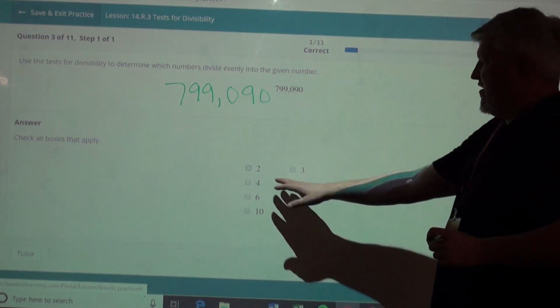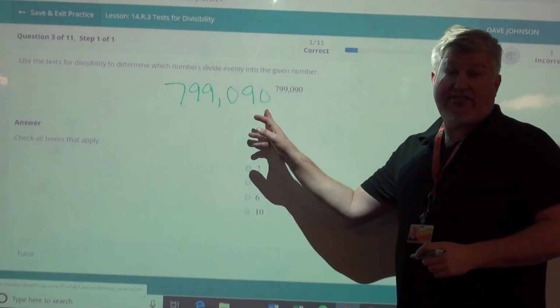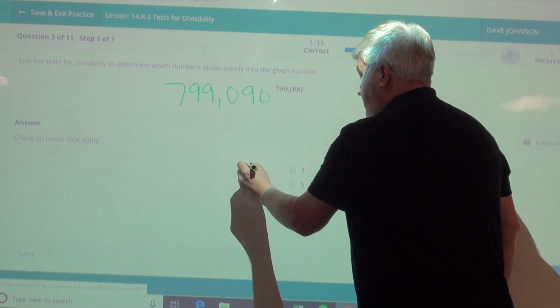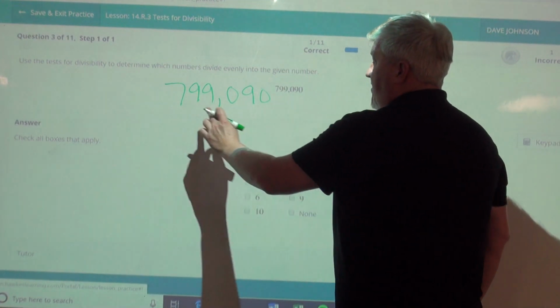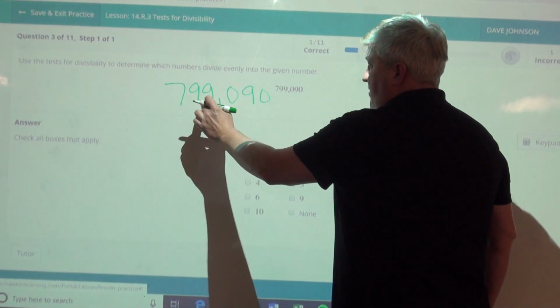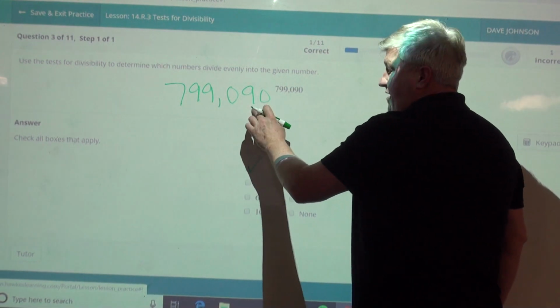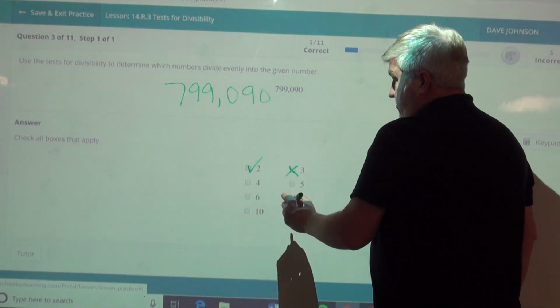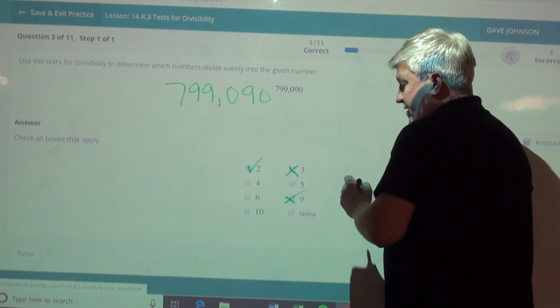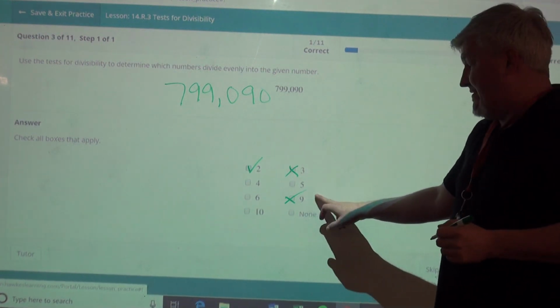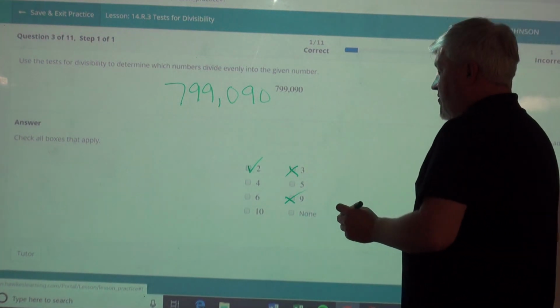Okay? Is it divisible by 2? It ended in a 0, so it's even? Yes. By 3, we add up the digits. 7 plus 9 is 16, plus 9 is 25, plus 9 is 34. No. We also know by now it's not divisible by 9 either, because if it's not divisible by 3, it's definitely not divisible by 9. Okay?